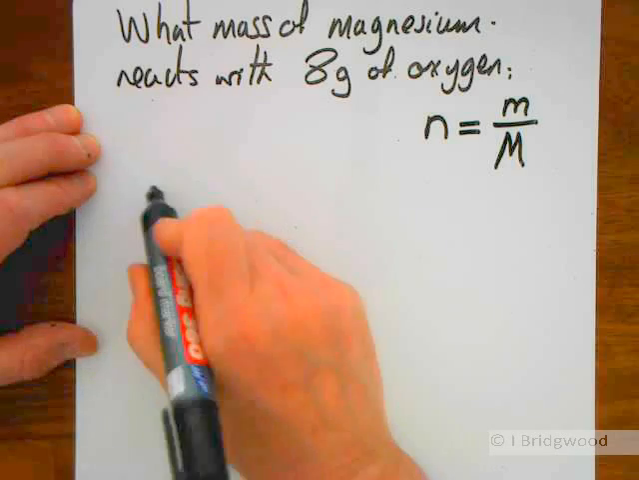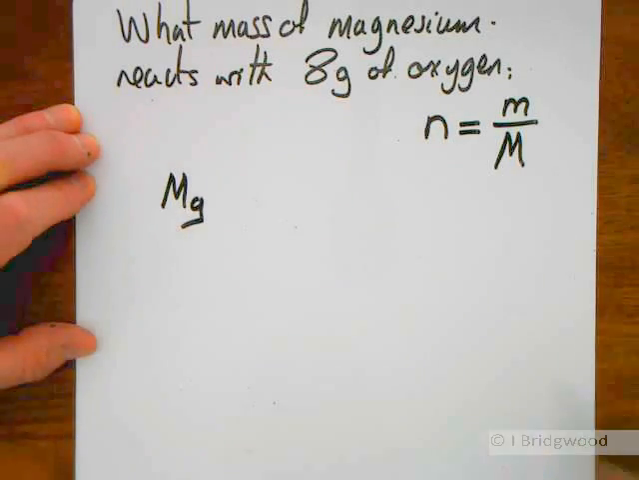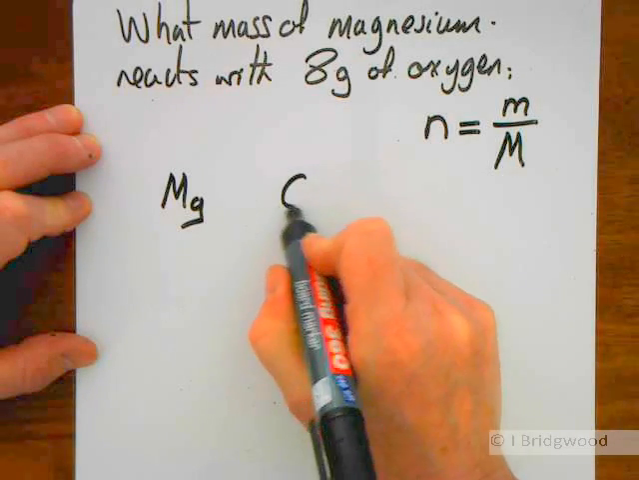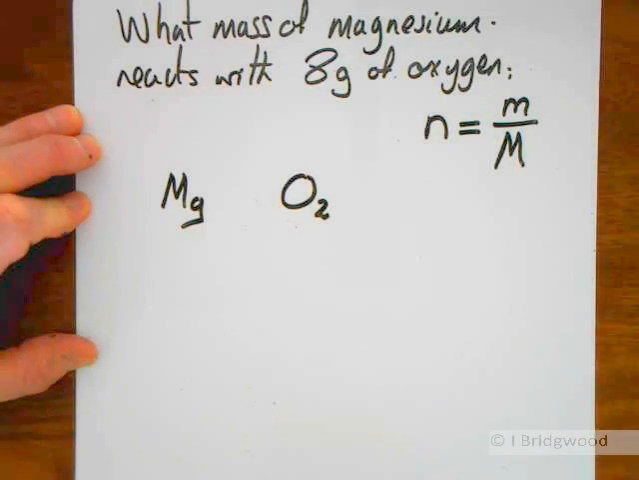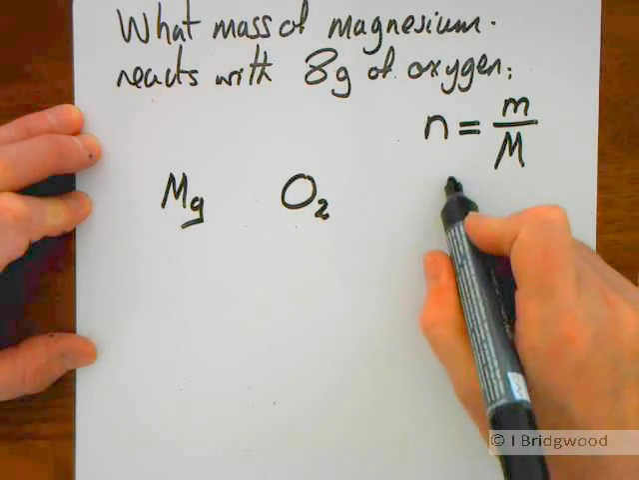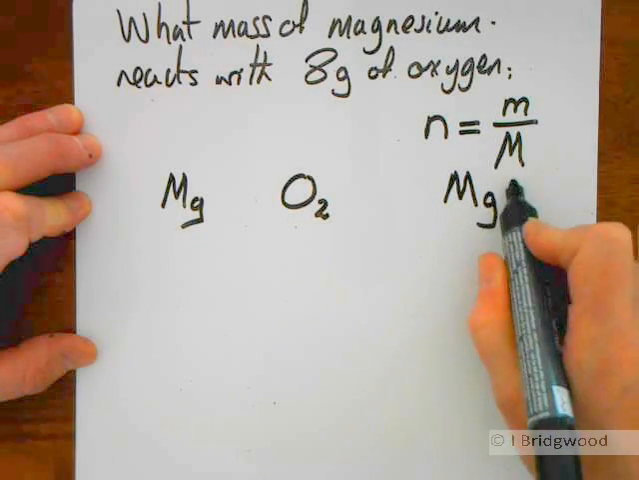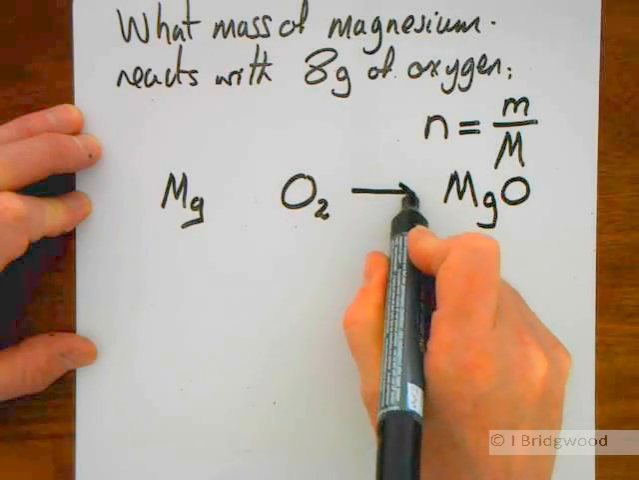So to start with, what do we have? We have our magnesium. Magnesium, of course, exists as Mg, so we can write it like that. Oxygen. Oxygen, of course, exists as O2 molecules, so we're going to have to write it like that. And magnesium and oxygen react together to form magnesium oxide, and the formula of magnesium oxide is MgO. So we've got our formulae.